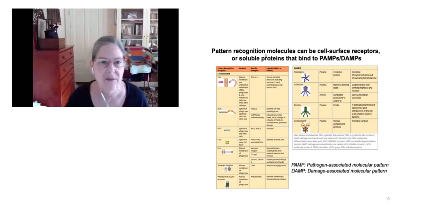But we'll say that there are different kinds of pattern recognition molecules, and the broad way of thinking about it is that there are pathogen-associated molecular patterns, and then also when cells are damaged, in other words, they go through cell death, let's say from viral infection, then you also get these damage-associated molecular patterns, which again alert the immune system that there's something going on that's bad.